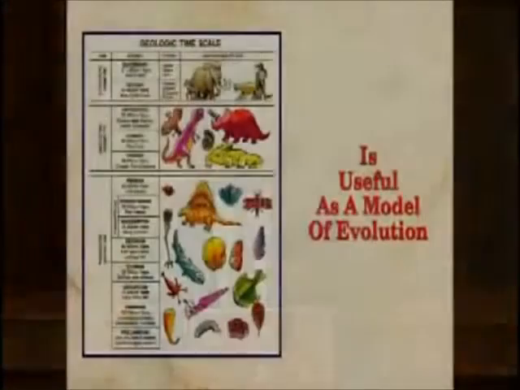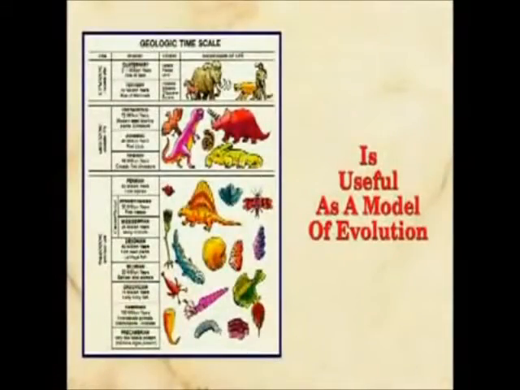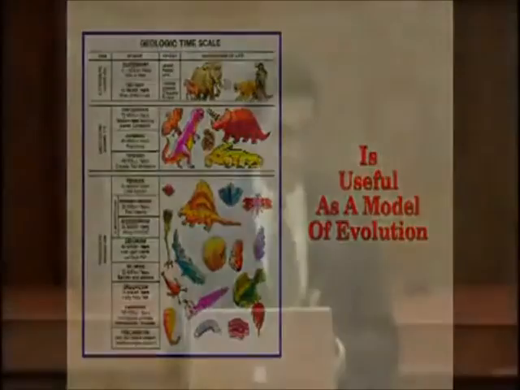I do think this representation, however, is useful as a model, as a representation of what ought to be if evolution is true. Now, we don't assume the thing to be true, build an illustration of it and say, see, it's proved. That's the circular logic. It's not proof. But it's a good model. It's an illustration of what ought to be if evolution is true.